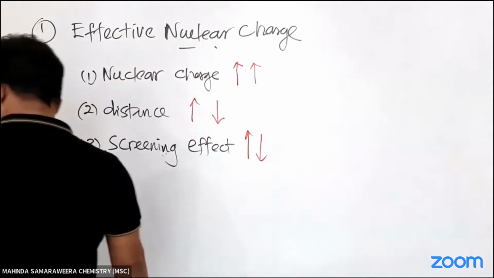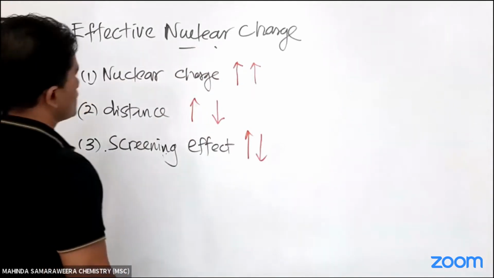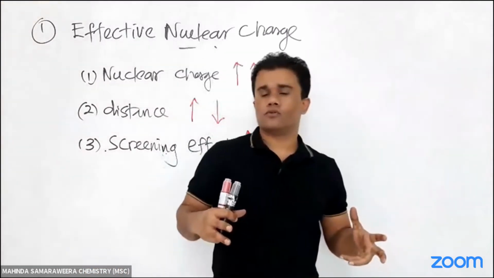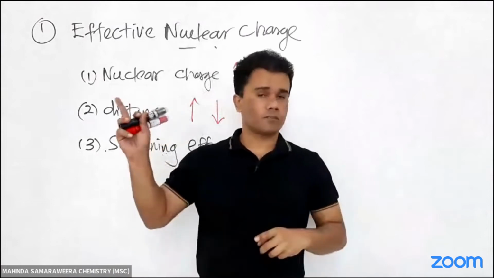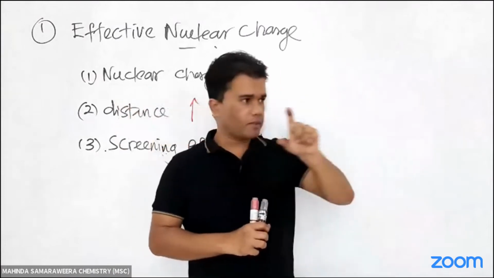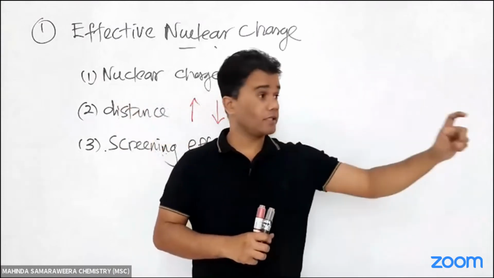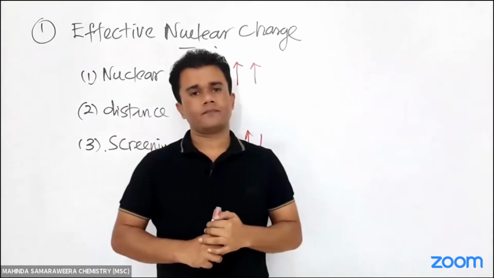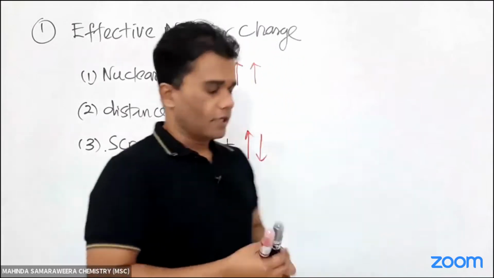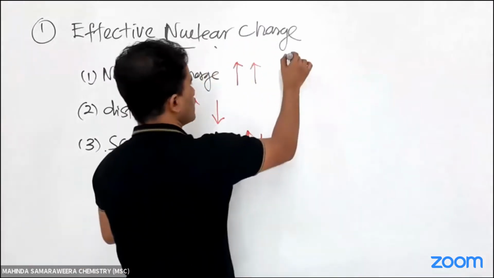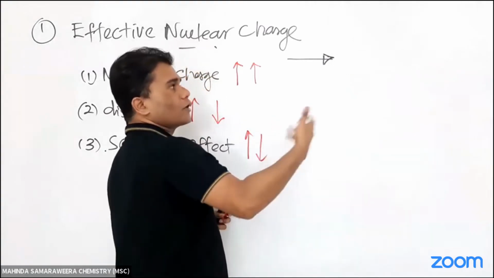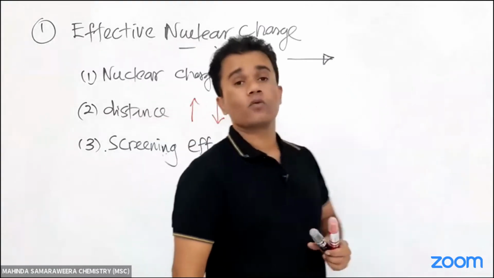Right now, look at this. I told you our main target is to understand the variation of this property across the period from left to right and down the group from top to bottom. That's the main target here. Okay, then I go from here to here across the period. I try to compare the effective nuclear charge.